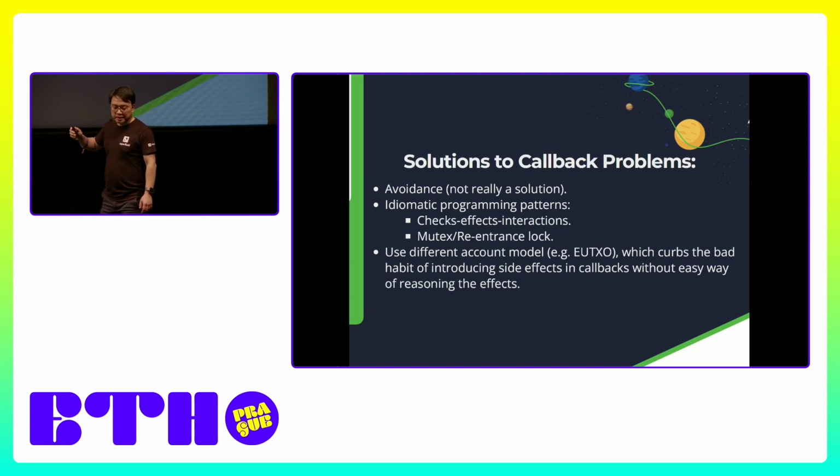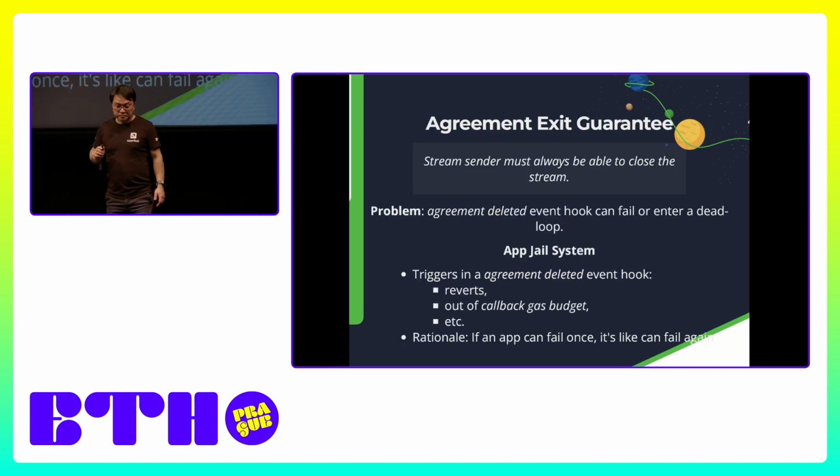Not related to EVM, but in other account models like EUTXO, they solve it differently because they limit the side effects. But I'm not going into detail. We're at an Ethereum conference here. One of the problems I didn't mention, though, when I talk about a super app, is that we need to give an exit guarantee. Why?